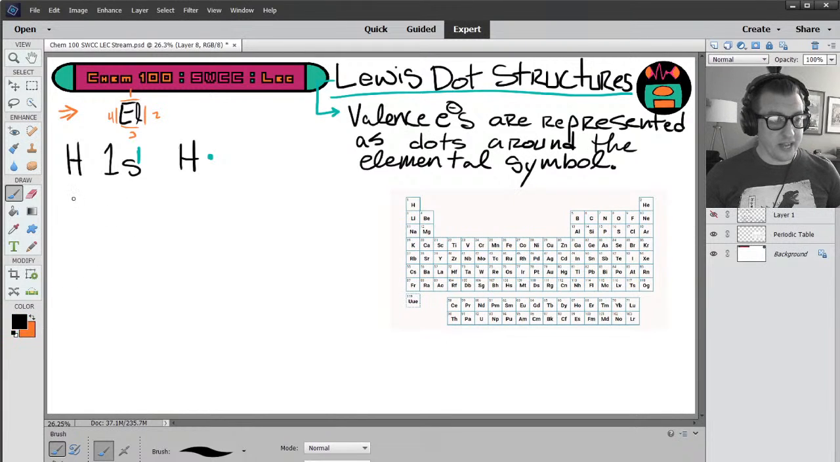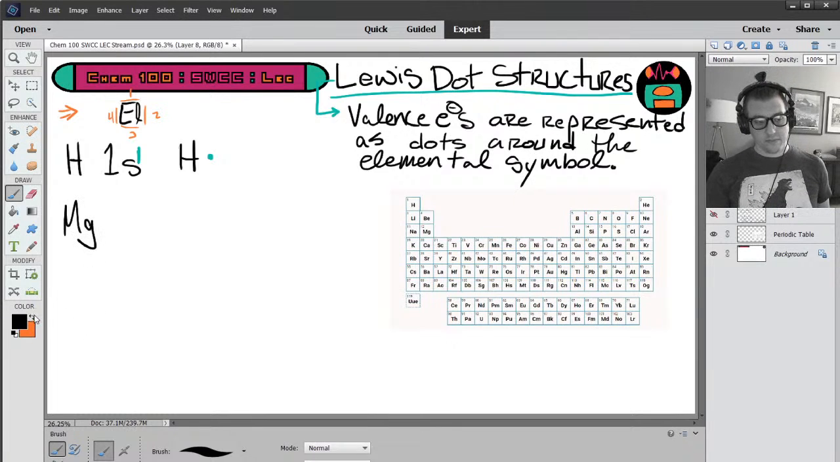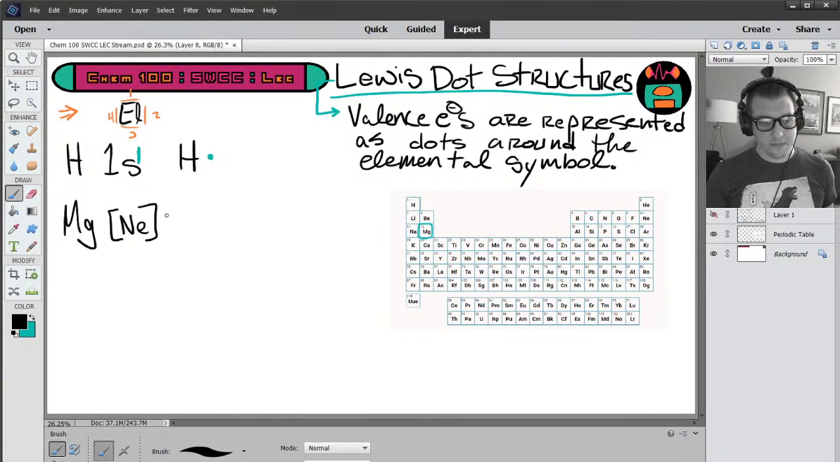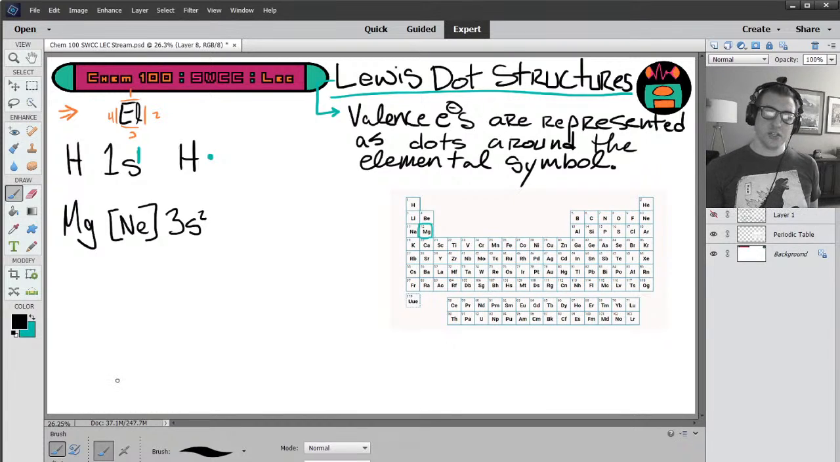So, for example, if I asked you to draw the Lewis dot structure for magnesium, magnesium's right here on the periodic table. We've got neon, and then it is on the third period, and it's 2 spaces into the s block. So again, to draw the Lewis structure, we're only looking at the valence electrons, and magnesium has 2 valence electrons. So magnesium's Lewis dot structure would look like this: 1, 2. All right, 2 dots.